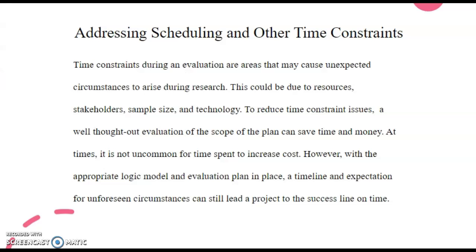Time constraints during an evaluation are areas that may cause unexpected circumstances to arise during research. This could be due to resources, stakeholders, sample size, and technology. To reduce time constraint issues, a well-constructed evaluation of the scope of the plan can save time and money. At times, it is not uncommon for the time spent to increase cost. However, with the appropriate logic model and evaluation plan in place, a timeline and expectation for unforeseen circumstances can still lead a project to success on time.